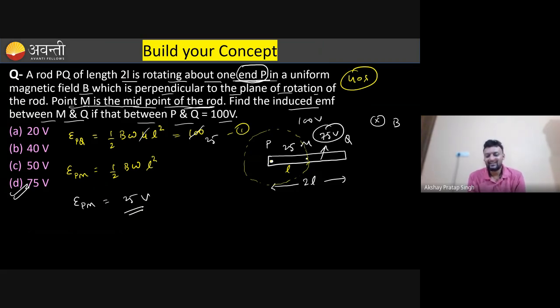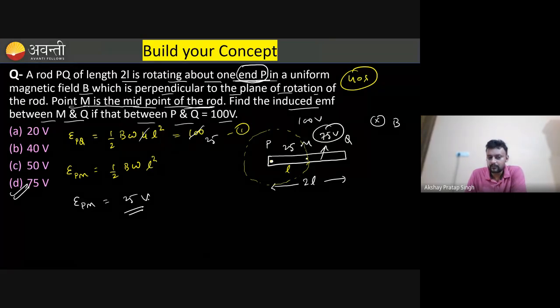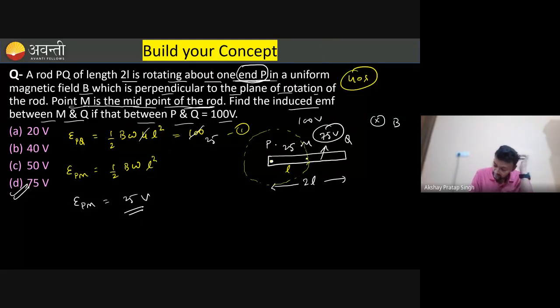What's happening, sir? What did you do? I did nothing special. You want to find the EMF of M and Q. There are various ways to solve this part. But what I did was I solved it for the EMF of P and Q, as if the whole rod is rotating, and if half of the rod is rotating, the EMF will be half B omega L square. So I got the value of half B omega L square from the first equation, put it here, and what you get is 25 volt. The total is 100 volt, so this should be 75 volt. Done.